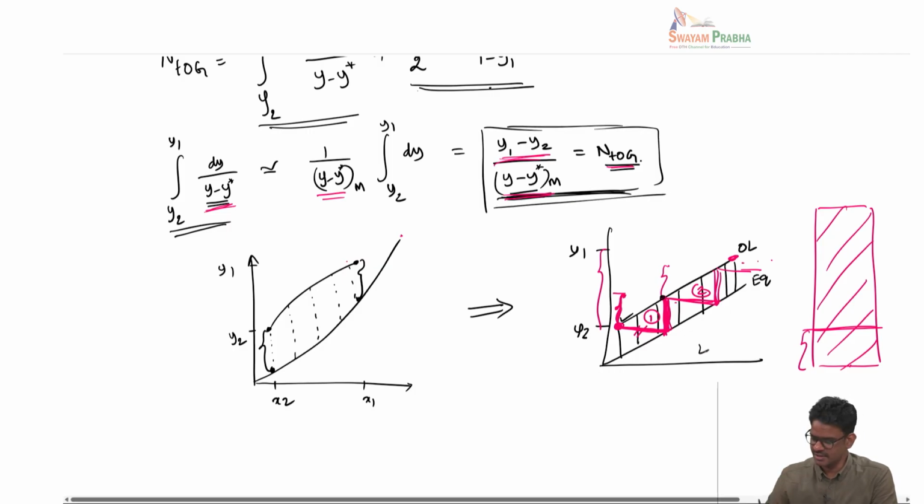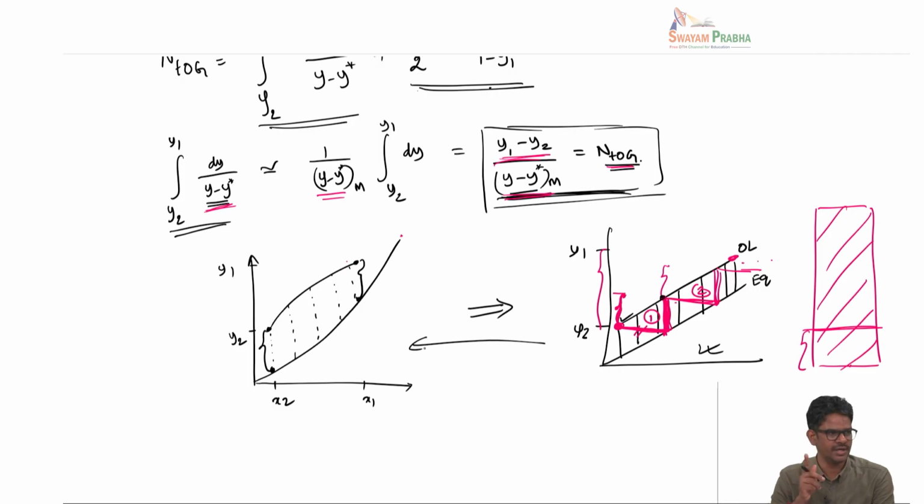So this is a kind of model problem. We will come back to this actual problem with this understanding that a number of transfer units means that in one transfer unit the actual composition change is equal to the average driving force. That's the definition of one transfer unit. But in the actual column, how many such transfer units are there to achieve this entire composition change? That's what we have to calculate.